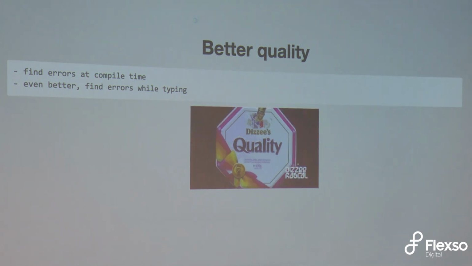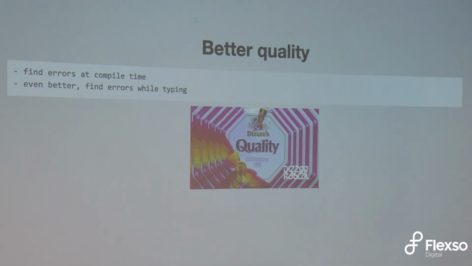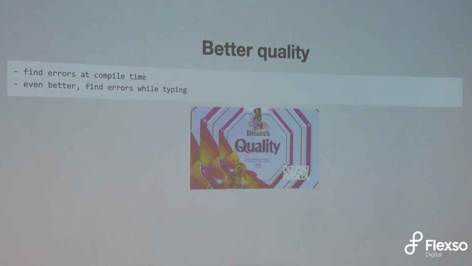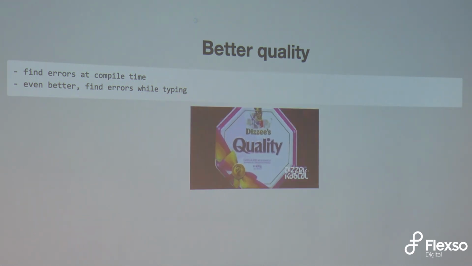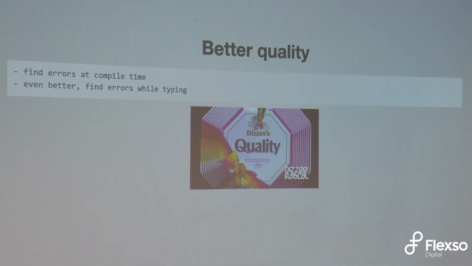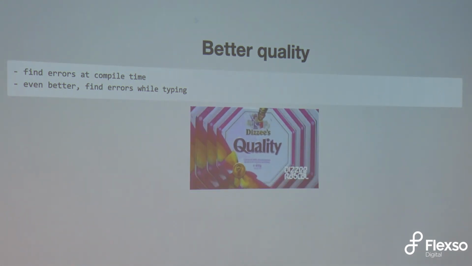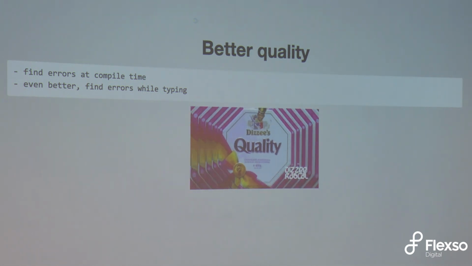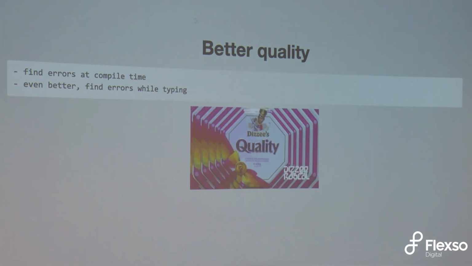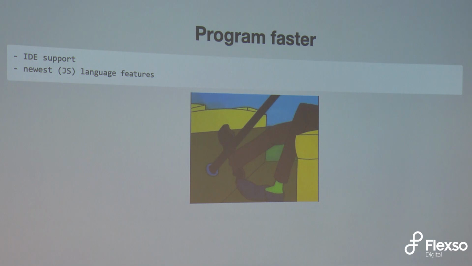That's because you find errors not at runtime, but already at compile time, and even better, you find them while you are typing in your IDE. If you pass a wrong parameter to a function, TypeScript and the IDE will complain. That leads to faster programming cycles, lastly because of the good IDE support, and also because you can use the newest language features.